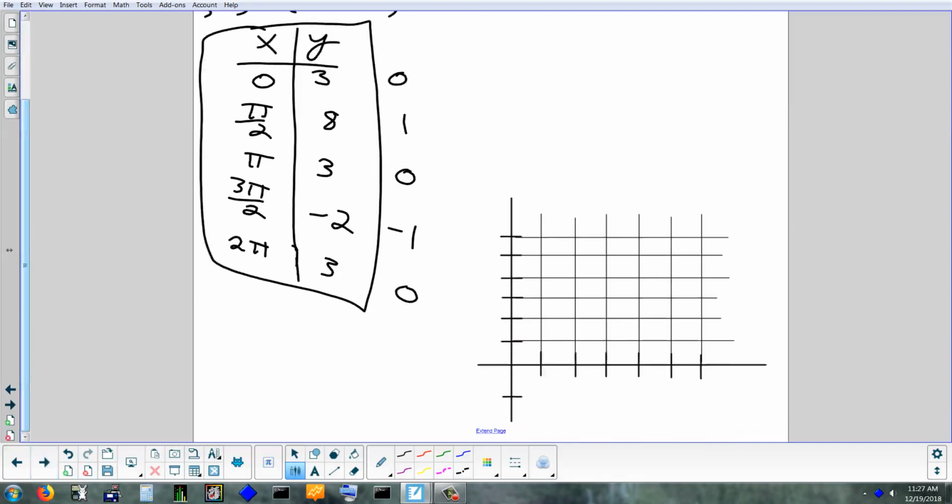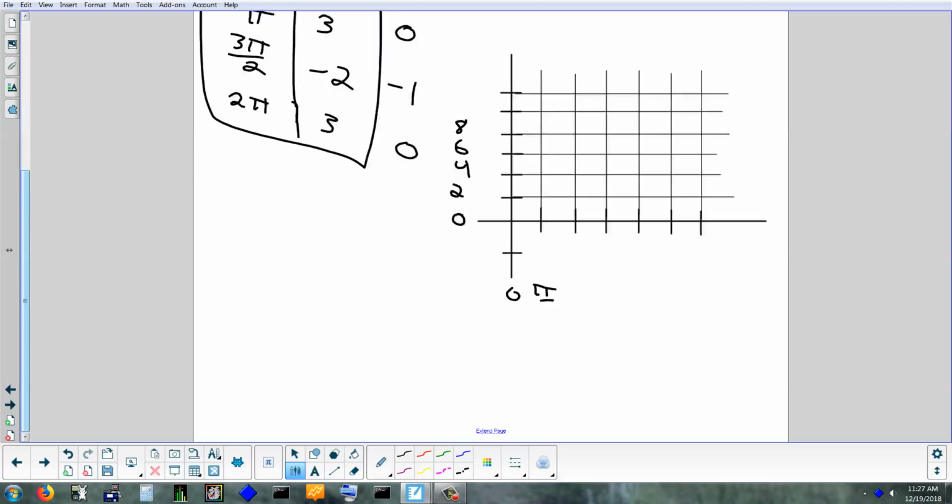My y-axis, I'm going to go by 2's, because I don't have enough room to go by 1's. So 0, 2, 4, 6, 8. And for my x's, we didn't skip 0, so you don't need to skip. So 0, pi over 2, pi, 3 pi over 2, 2 pi. And in fact, if I want, I can move those labels up close because the graph is going to be up higher.